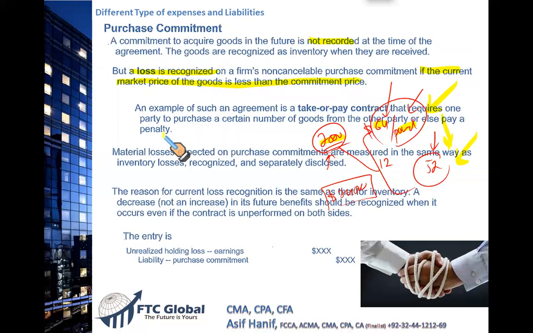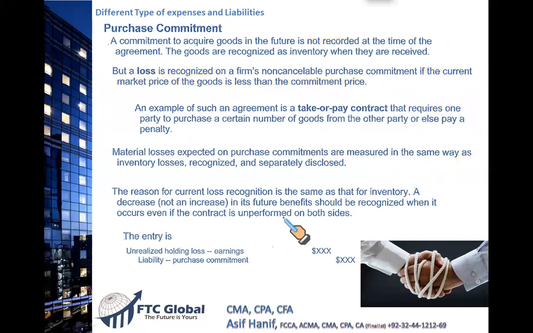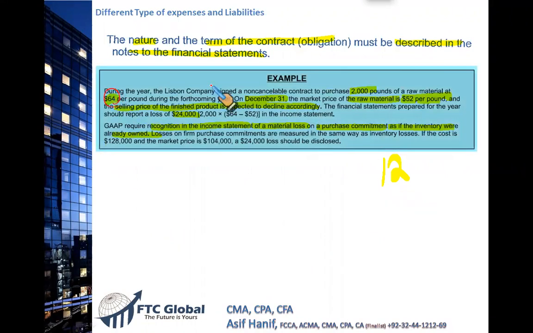So what is the entry you're going to make? This will look a little unusual, but please make sure you understand it. There is a loss, and that loss is still unrealized because there is no involvement of cash, not actually a transfer of any asset has taken place. So you're going to debit the unrealized loss. And what you're going to credit, you didn't pay anything. You will credit the purchase commitment liability with $24,000. So this is the entry you will pass when there is a reduction in the price compared to the price you agreed to versus the price on the balance sheet.